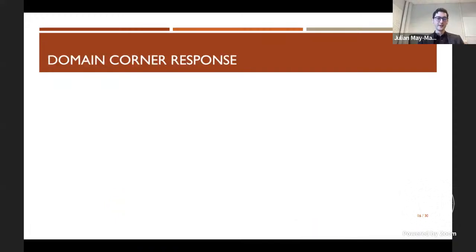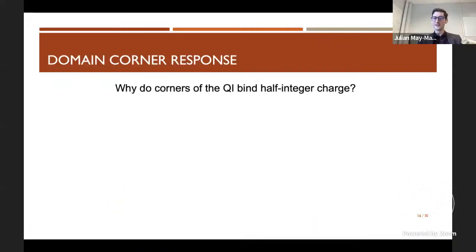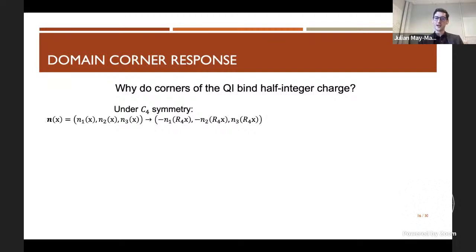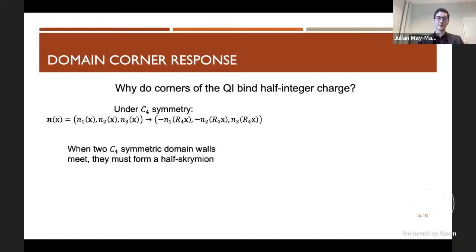All right, so now for the question: based on this response theory, how can we see that corners of the quadrupole insulator actually bind a half integer of charge? Well, the first thing to note is that this vector field transforms non-trivially under C4 rotations. So in order to be C4 symmetric, we have to have that under rotations, the first and second components of n are odd, while the third component is even. Because of this, and the fact that we have to wind between 2 configurations at domain walls, it has to be the case that for 2 C4 symmetric domain walls, when they meet, they have to form a half skyrmion.